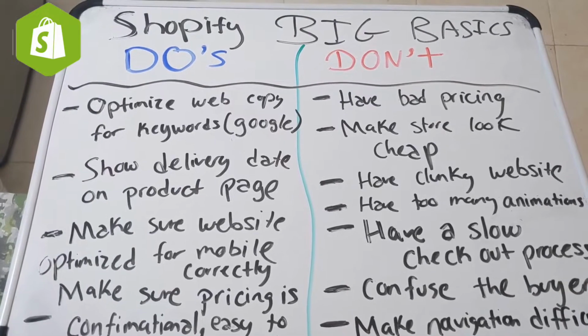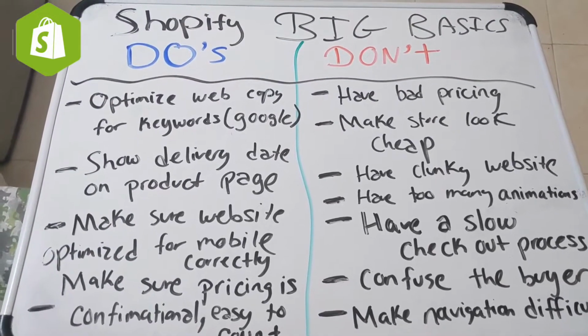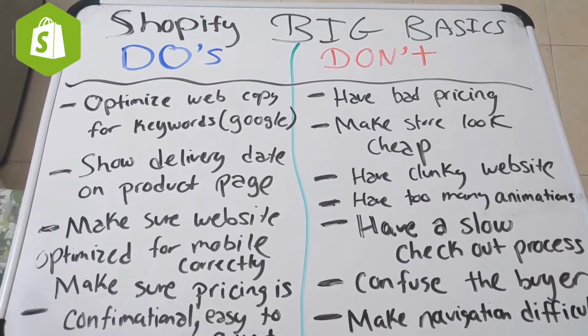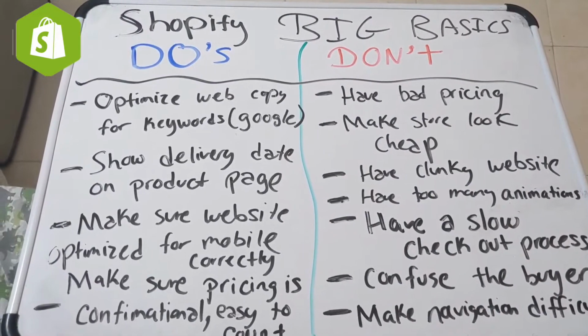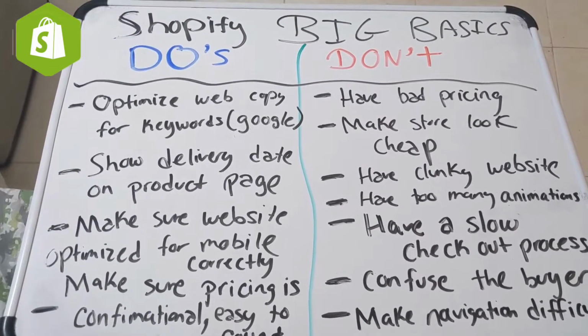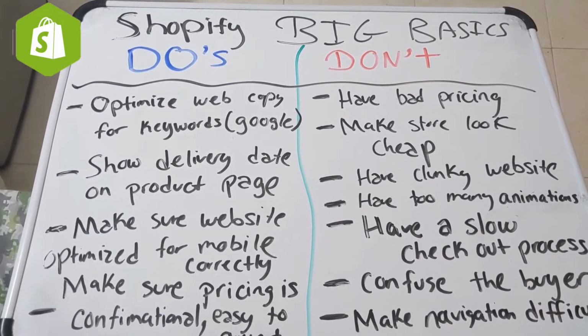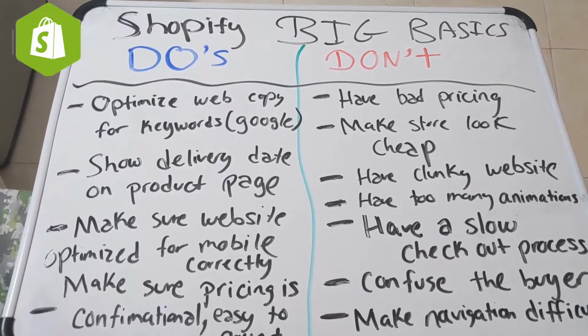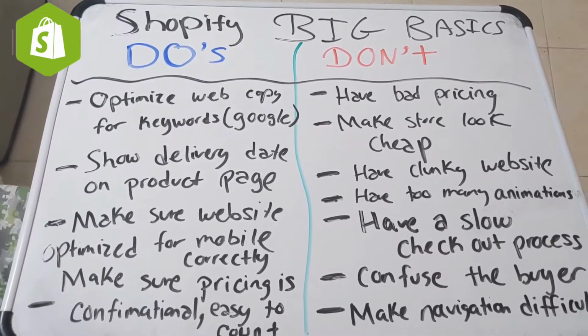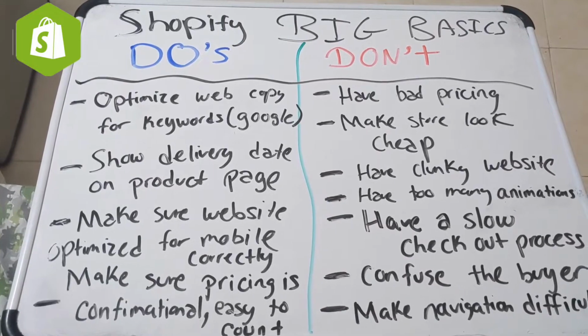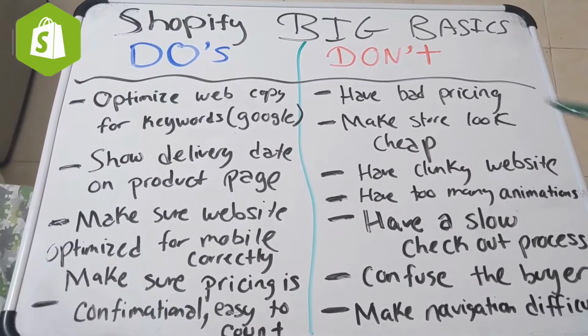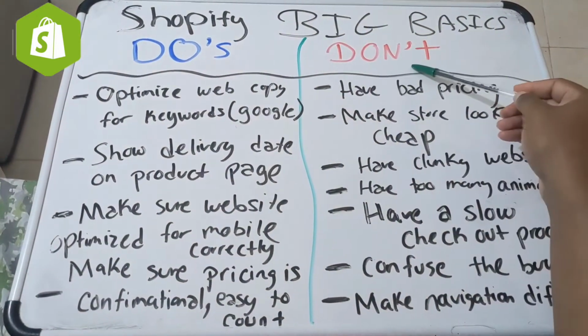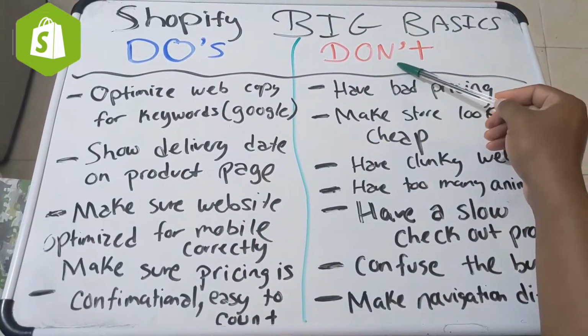It's like in basketball, a hook shot is a basic, but if you learn it, then it's a big basic, right? Or footwork is a big basic, or a bounce pass is a big basic, or just a jump shot in general. You can get good at a jump shot. That's a big basic. So now we're going to do the do's and don'ts of Shopify.